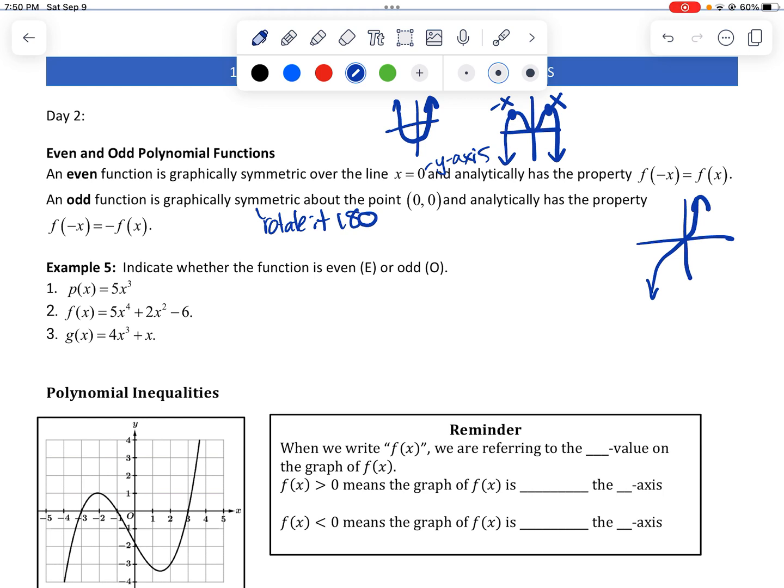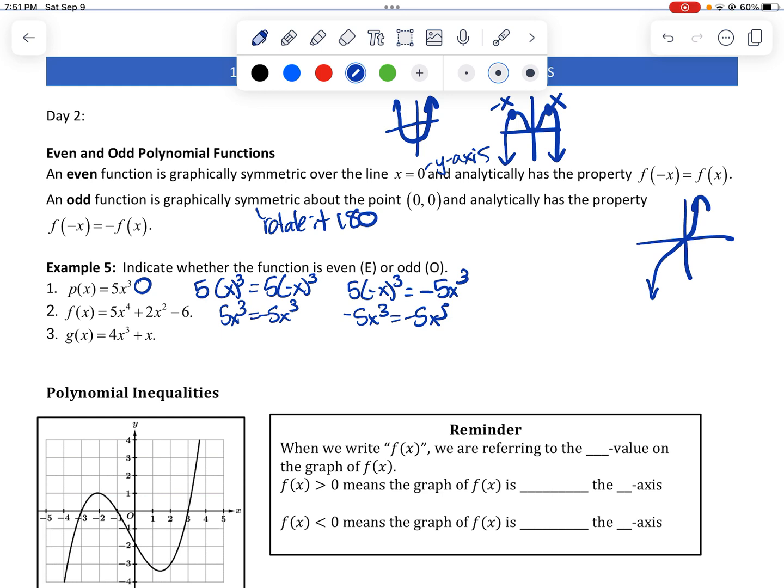So indicate whether these are even or odd. So we can test out this property. If it's even, f of negative x cubed equals that same. Well, we know a negative cubed, the negative comes out in front. So it's not even. And if it's odd, f of negative x equals the opposite of the entire function. Well, negative 5x cubed, that would come out in front. So this would be odd.